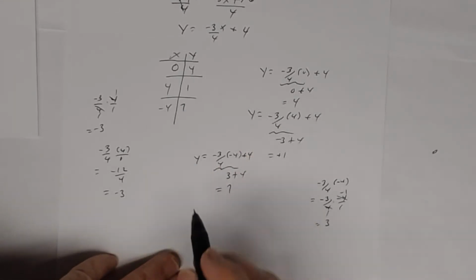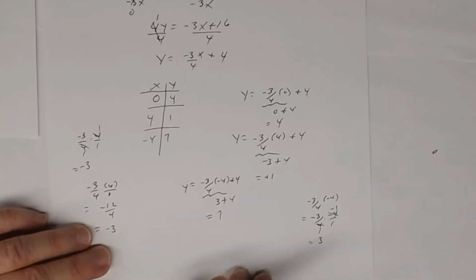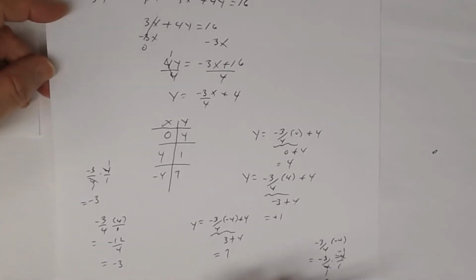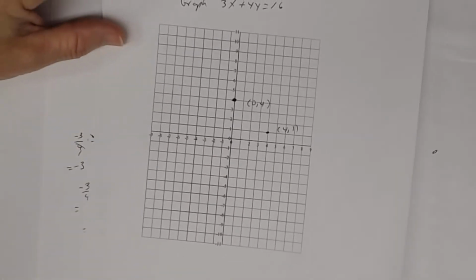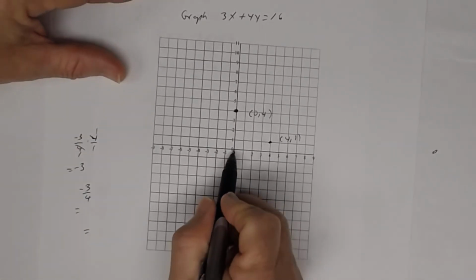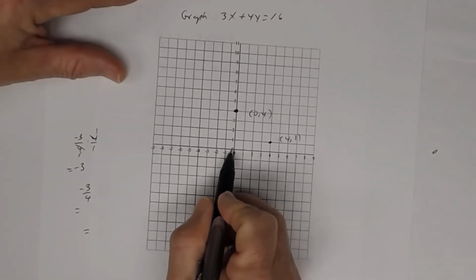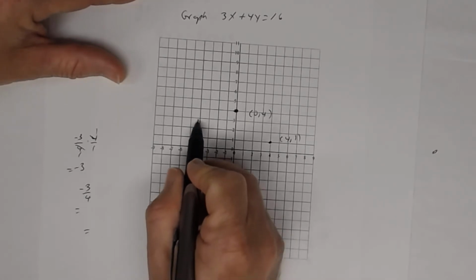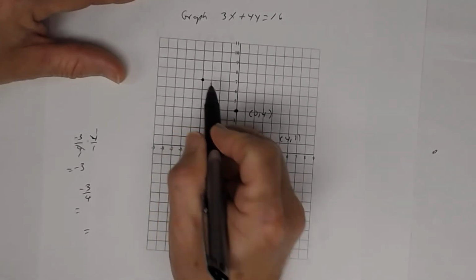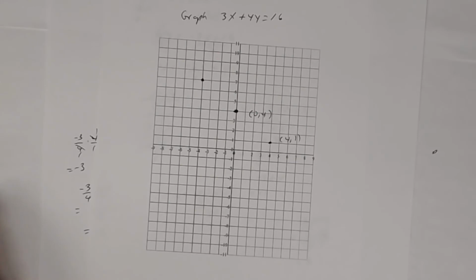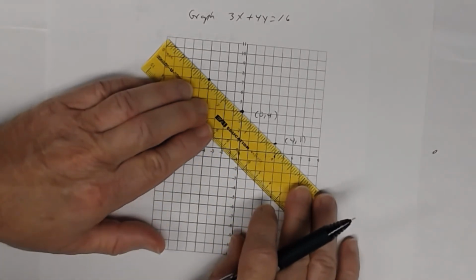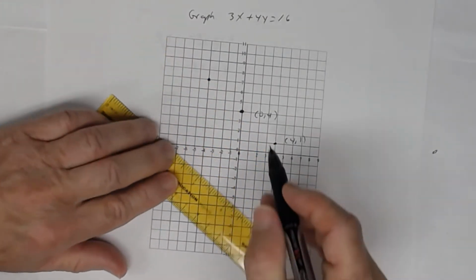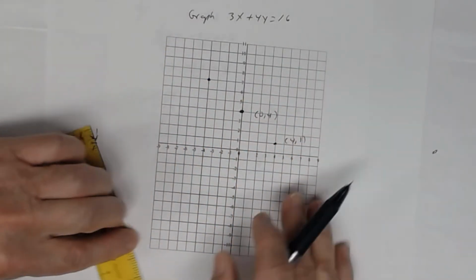So I found my third ordered pair, my third solution. Now I'm going to plot that point, negative 4, 7. I go from the origin to the left 4 and then up 7. And there's the point. Let's just verify that they are collinear, and they are collinear. Let me go ahead and label it.